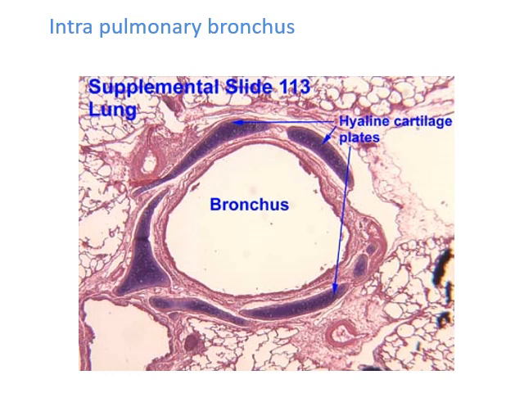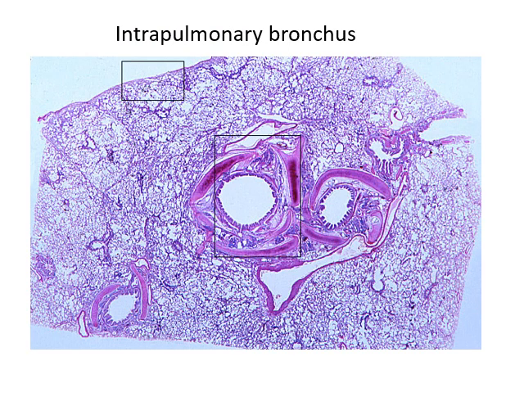Intrapulmonary bronchus is a term that you generally see in histology books, because you can see the lung tissue surrounding it. Here again is a very low power view of some intrapulmonary bronchi. You can see the cartilage, the mucosa, and several cut sections of intrapulmonary bronchi.